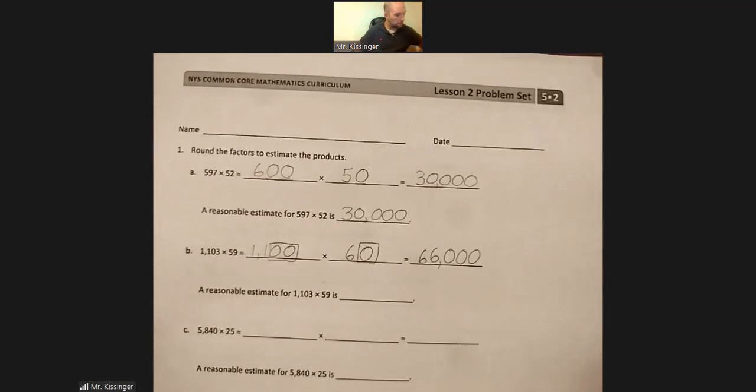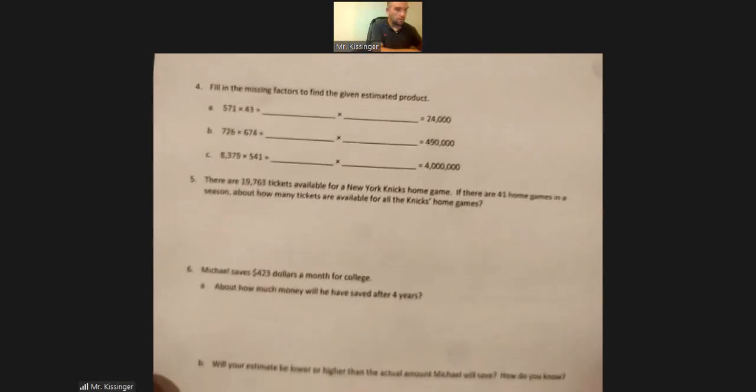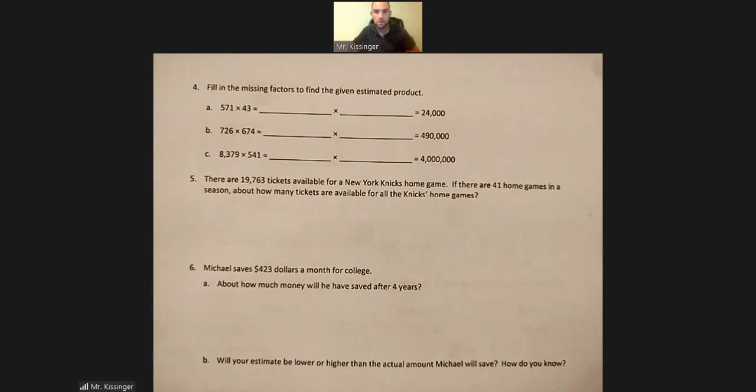All right. So let's try a word problem next. So for our word problem, let's do this one at the top here, or the first one here. There is 19,763 tickets available for a New York Knicks home game. If there are 41 home games in a season, about how many tickets are available for all the Knicks home games.